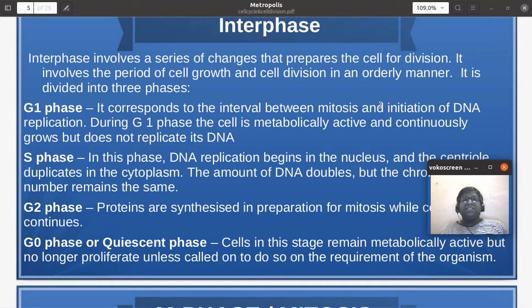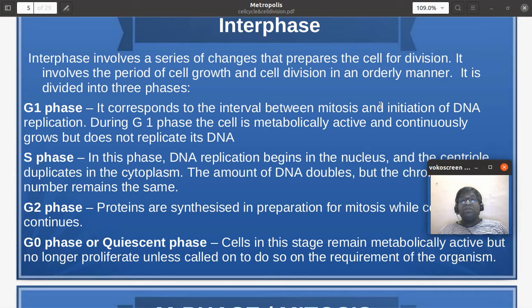G1 phase corresponds to the interval between mitosis and initiation of DNA replication. During G1 phase, the cell is metabolically active and continuously grows, but there is no replication of DNA. It just initiates the DNA replication at this stage.